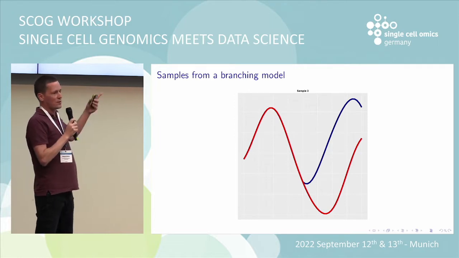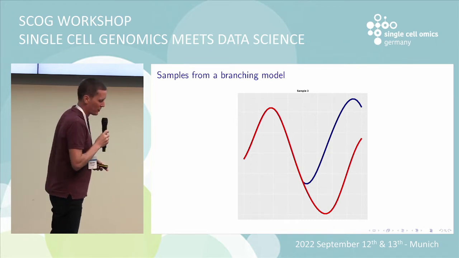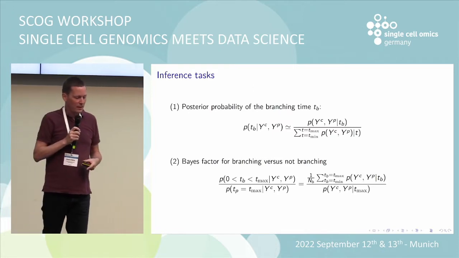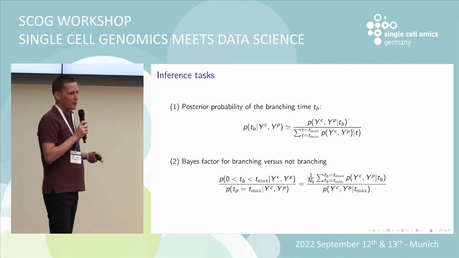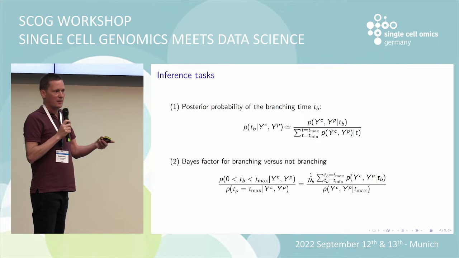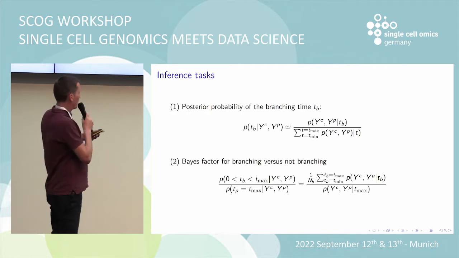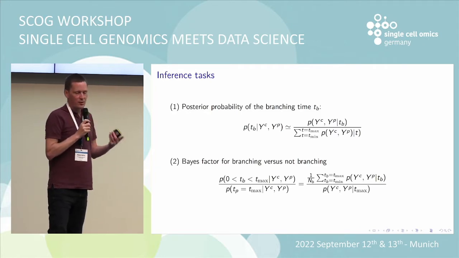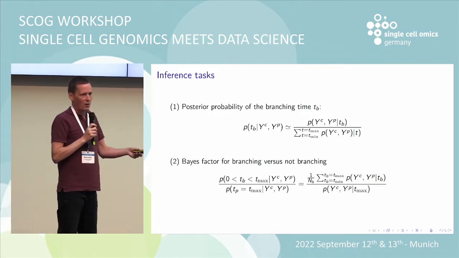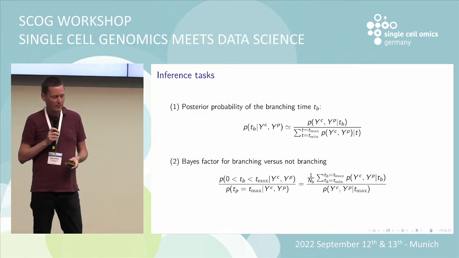So I can just draw lots of branching processes that look like this from my random function generator, this Gaussian process. And so once I've done that, I can do 2 things. I can work out the probability distribution over the branching time, so I can do inference on data over where the 2 time series branch from each other. And I can also work out a Bayes factor for scoring whether something's branching or not branching. And I can integrate out all these functional degrees of freedom when I'm doing that. So it's actually quite a low-dimensional inference task.